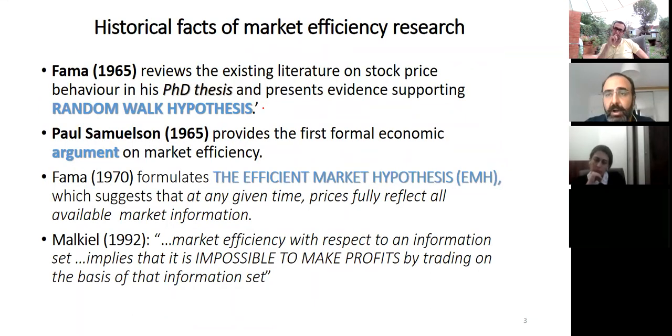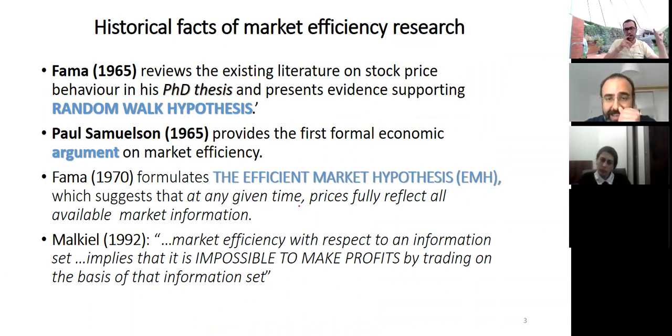It started in 1965, basically with Fama in his PhD thesis, talking about the random walk hypothesis. After 1965, Paul Samuelson provided the first formal economic argument on market efficiency. Then in 1970, Fama himself formulated the efficient market hypothesis, which suggests that at any given time, prices fully reflect all available market information. And then we have the great work of Malkiel in 1992, which says market efficiency with respect to an information set implies that it is impossible to make profit by trading on the basis of that information set.